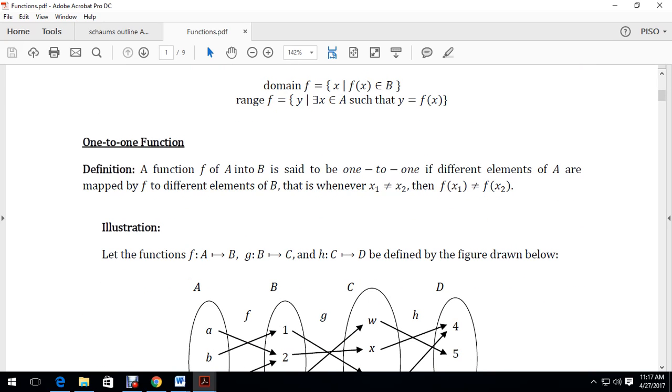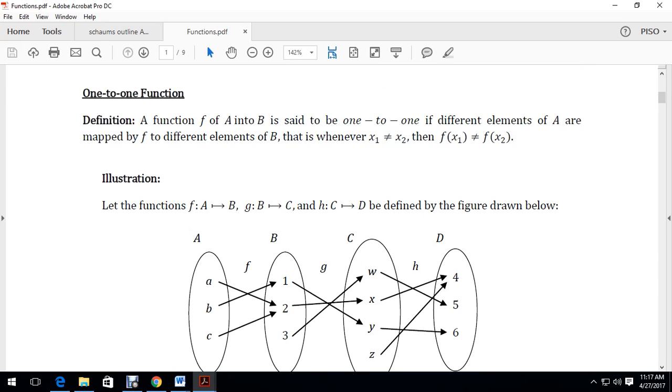Okay, so at this point, let us define what we call a one-to-one function. A function f from A into B is said to be one-to-one if different elements of A are mapped by f to different elements of B. That is, whenever x sub 1, which is an element of A, is not equal to x sub 2, then f of x sub 1 is not equal to f of x sub 2. Okay, so perhaps we could make use of an illustration to further understand the definition of a one-to-one function.